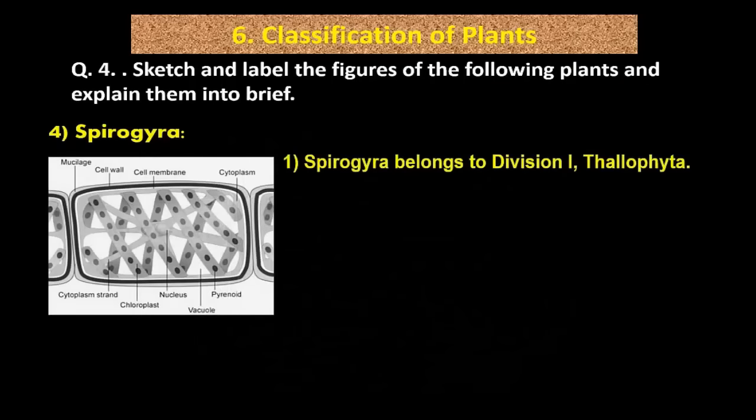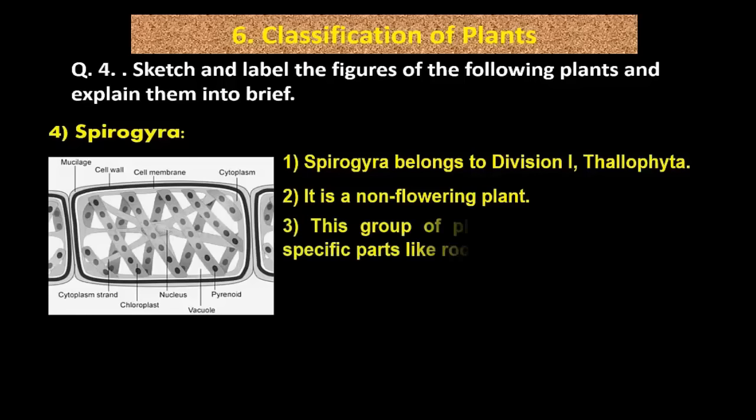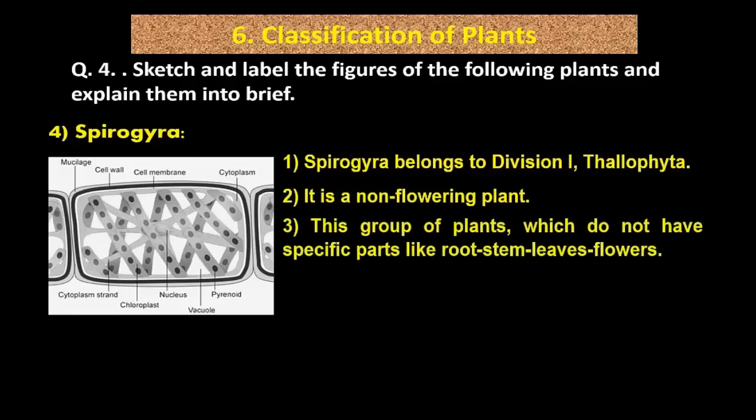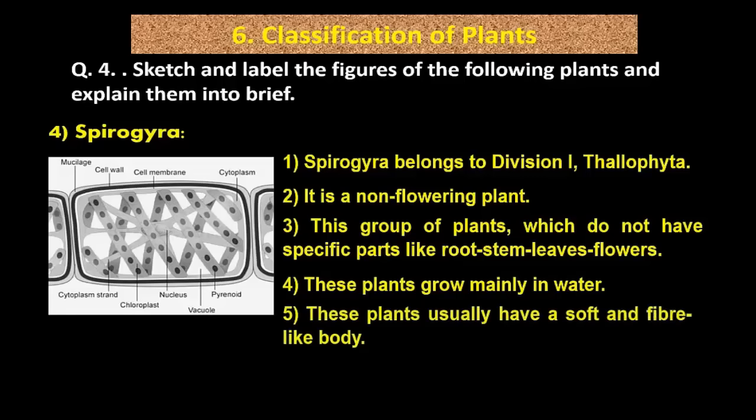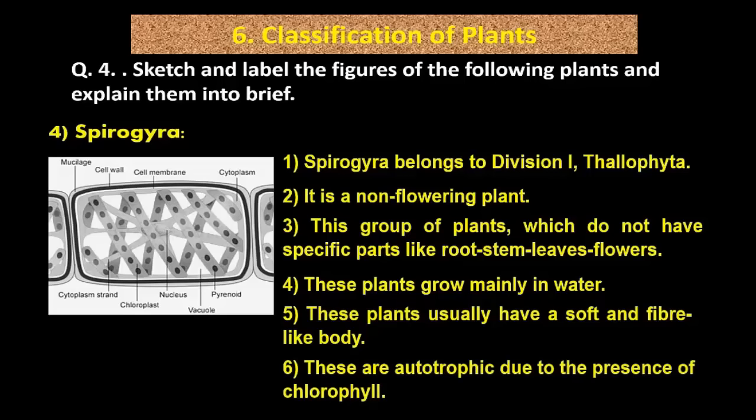1. Spirogyra belongs to Division 1, Thallophyta. 2. It is a non-flowering plant. 3. This group of plants do not have specific parts like root, stem, leaves, flowers. 4. These plants grow mainly in water. 5. These plants usually have a soft and fiber-like body. 6. These are autotrophic due to the presence of chlorophyll.